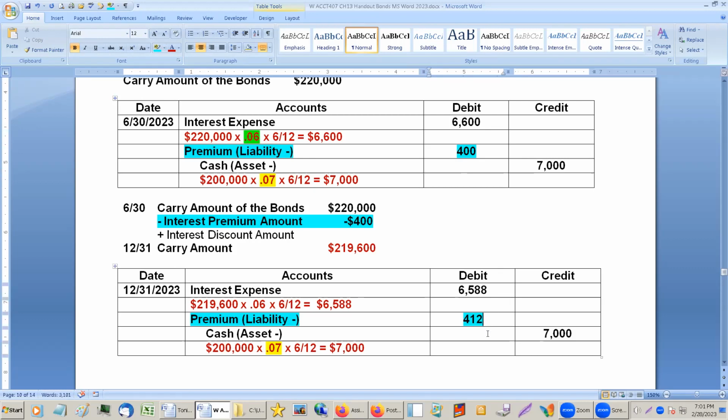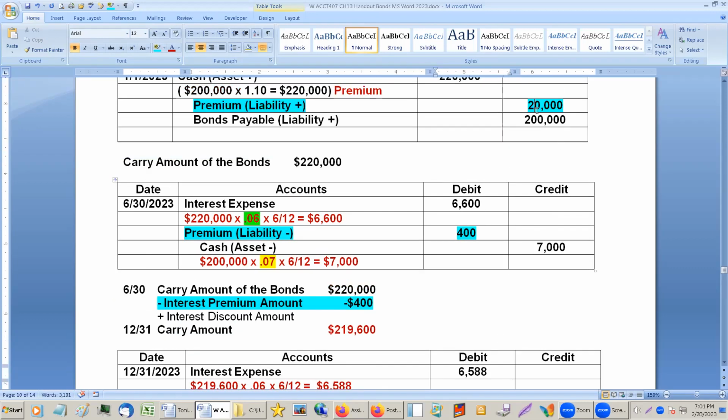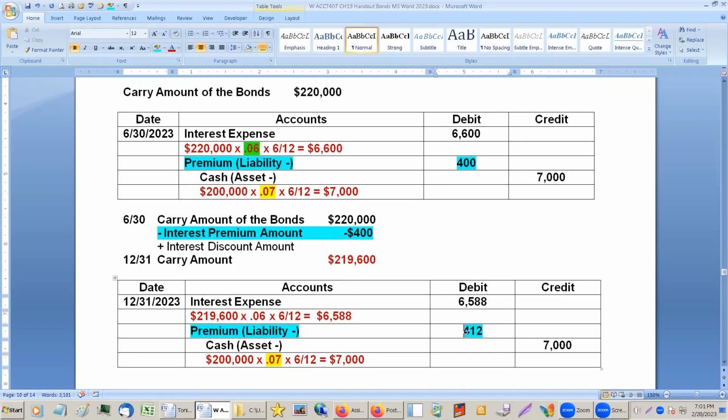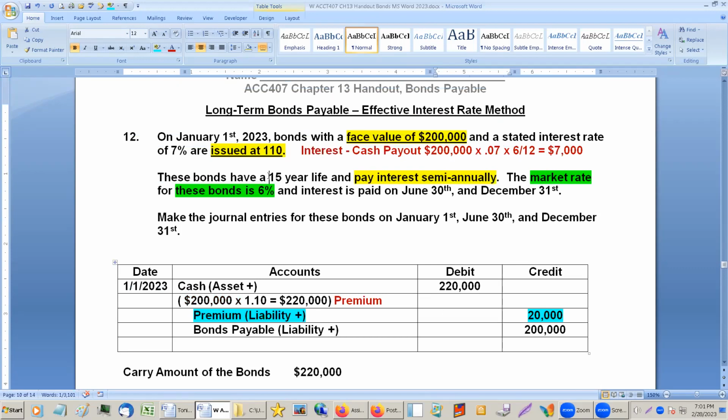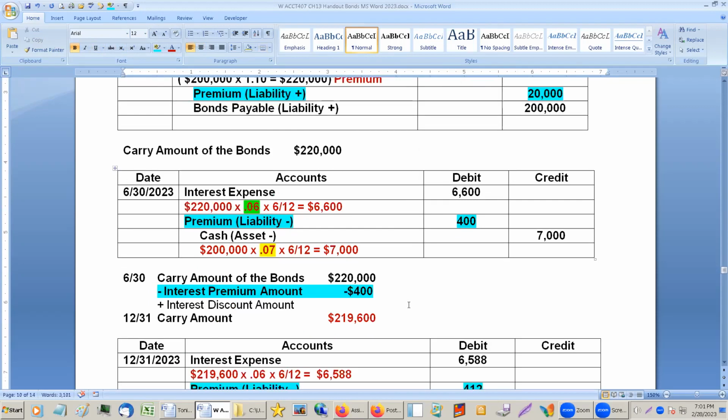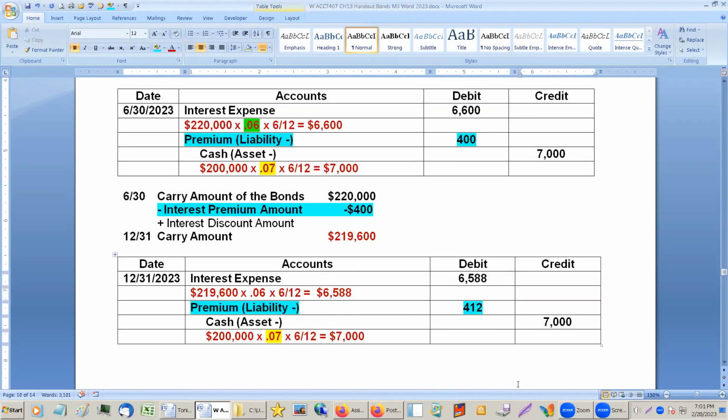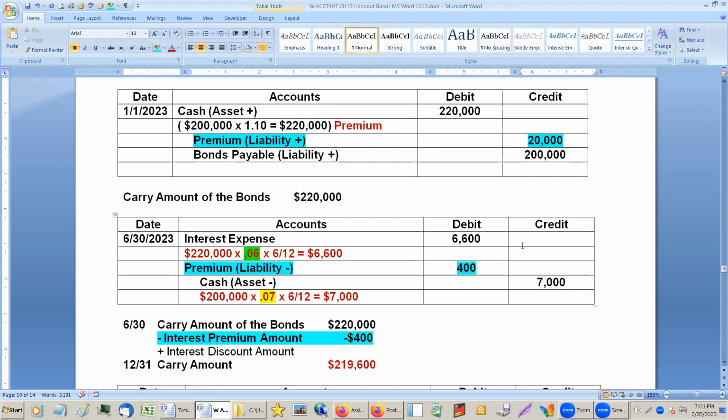And so that premium will keep going down. That premium liability will just keep going down and down and down. As we make these payments that are higher than they want, we're making these big payments, it'll pay off that premium. And over the 15-year life, that 20,000 will go down to 0.